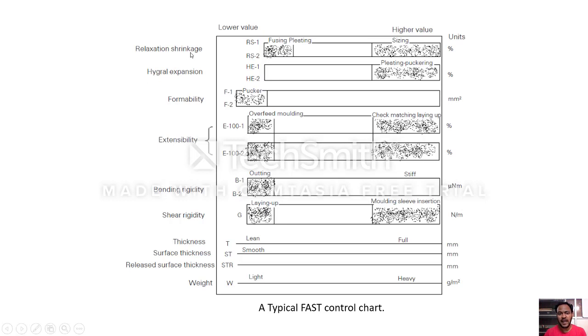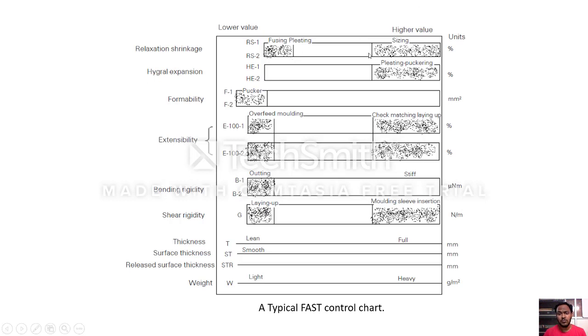For example, if the relaxation shrinkage is too low, it will create problems in fusing and pleating. When you stitch the fabric and convert it into a garment, it will create problems in fusing and pleating. As I already told you, when you stitch the garment, it may give problems in the seam portion, or in the sleeve head, or in the shoulder seam. Whenever you do stitching, you will get the problem.